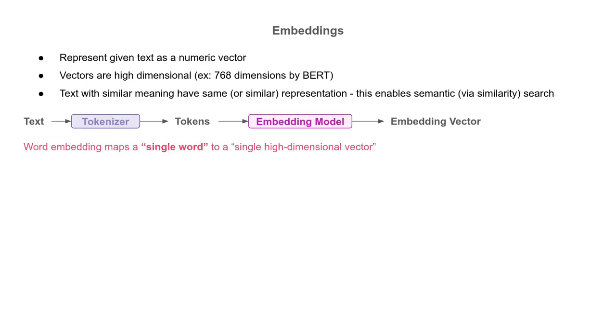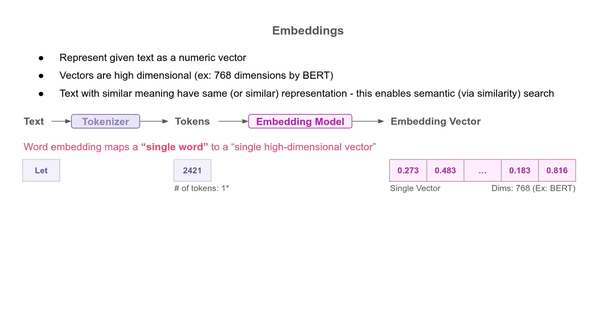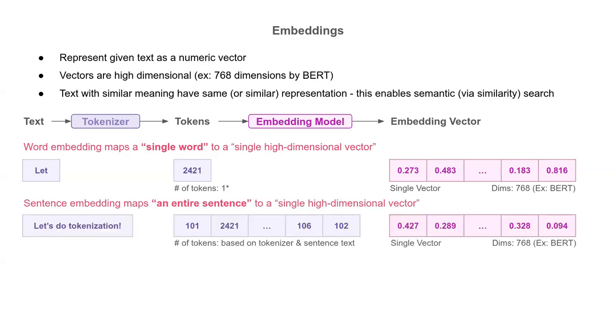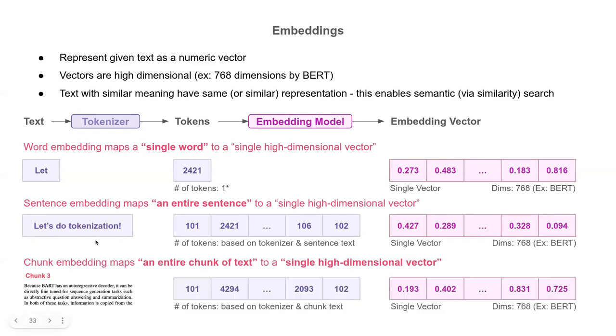Let's take one example. Let's say a single word. If you tokenize it using BERT, which is 768 dimensions, then you will have a single list or an array with 768 float numbers in it. If it is a sentence embedding, instead of a particular word, you convert the sentence into an embedding vector. You will have a vector of 768 dimensions for the entire sentence. Similarly for chunks, you have a chunk of multiple lines, and everything is condensed and represented as a single vector.